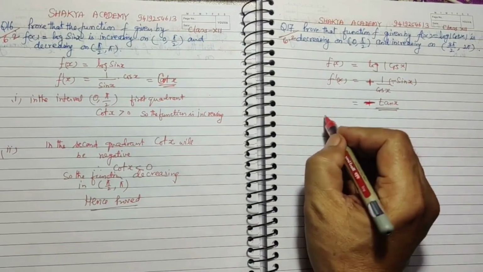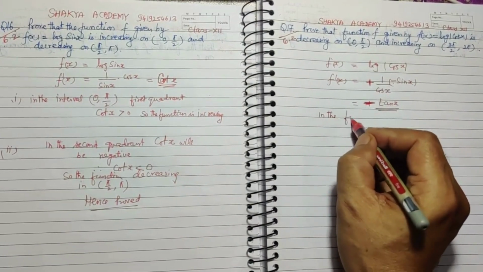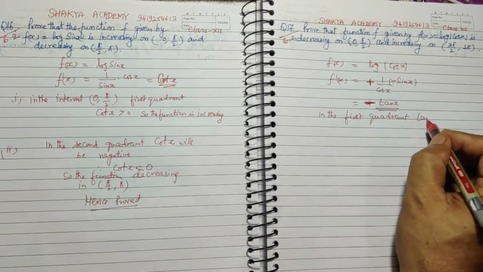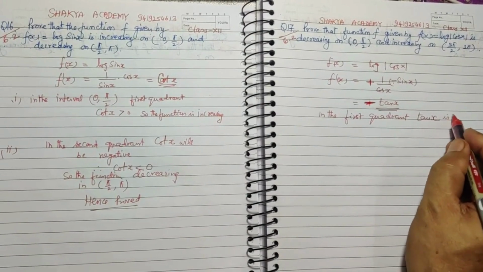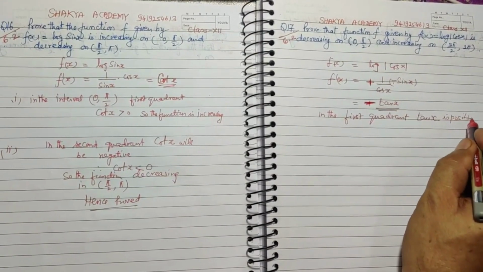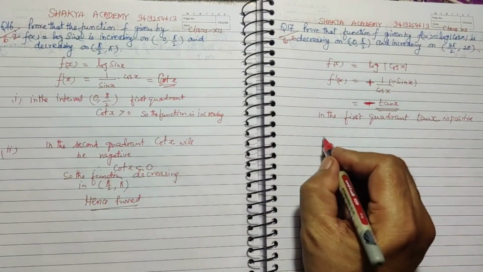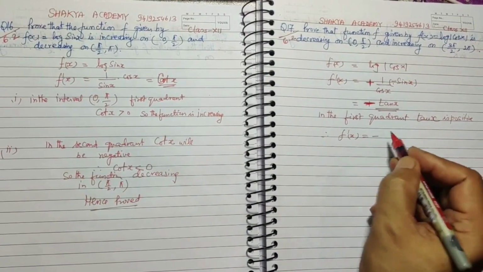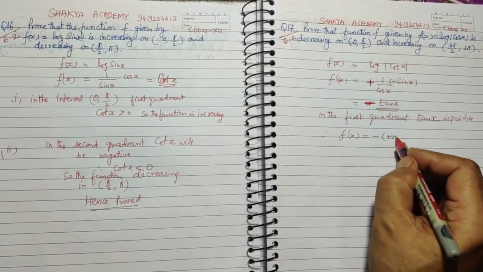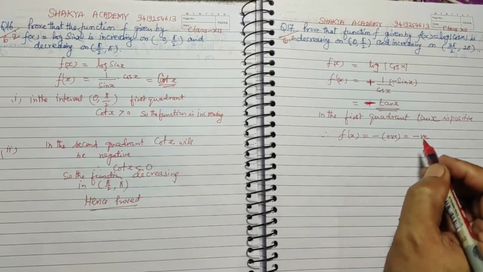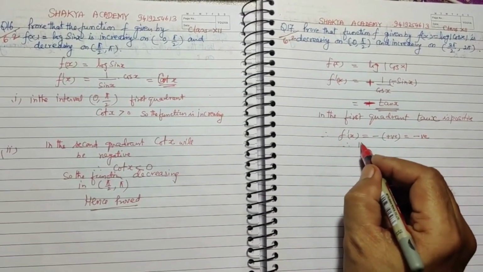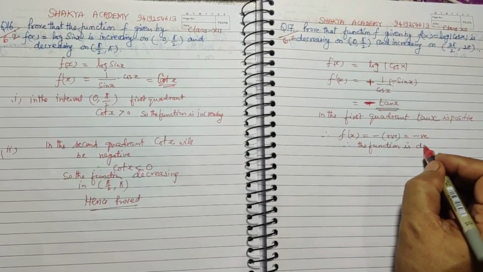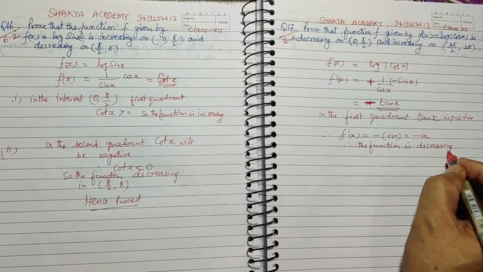So in the first quadrant, tan x is positive. Therefore, f dash x will be negative overall, and when it is negative, the function is decreasing. So the first part is proved.